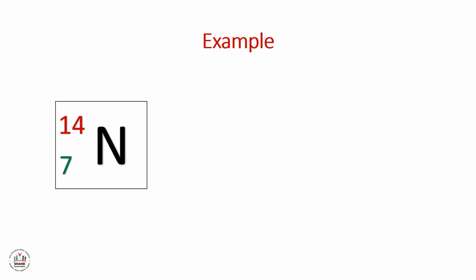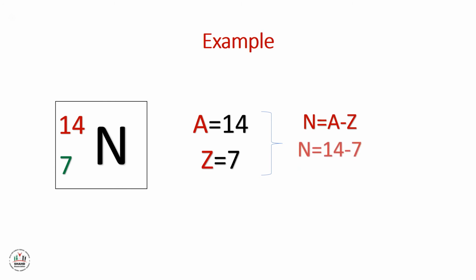Let's take another example. The nitrogen atom, 14, 7. The mass number is 14 and the atomic number is 7. If we want to calculate the number of neutrons, we apply this rule. The mass number minus the atomic number. So 14 minus 7 gives 7 neutrons.